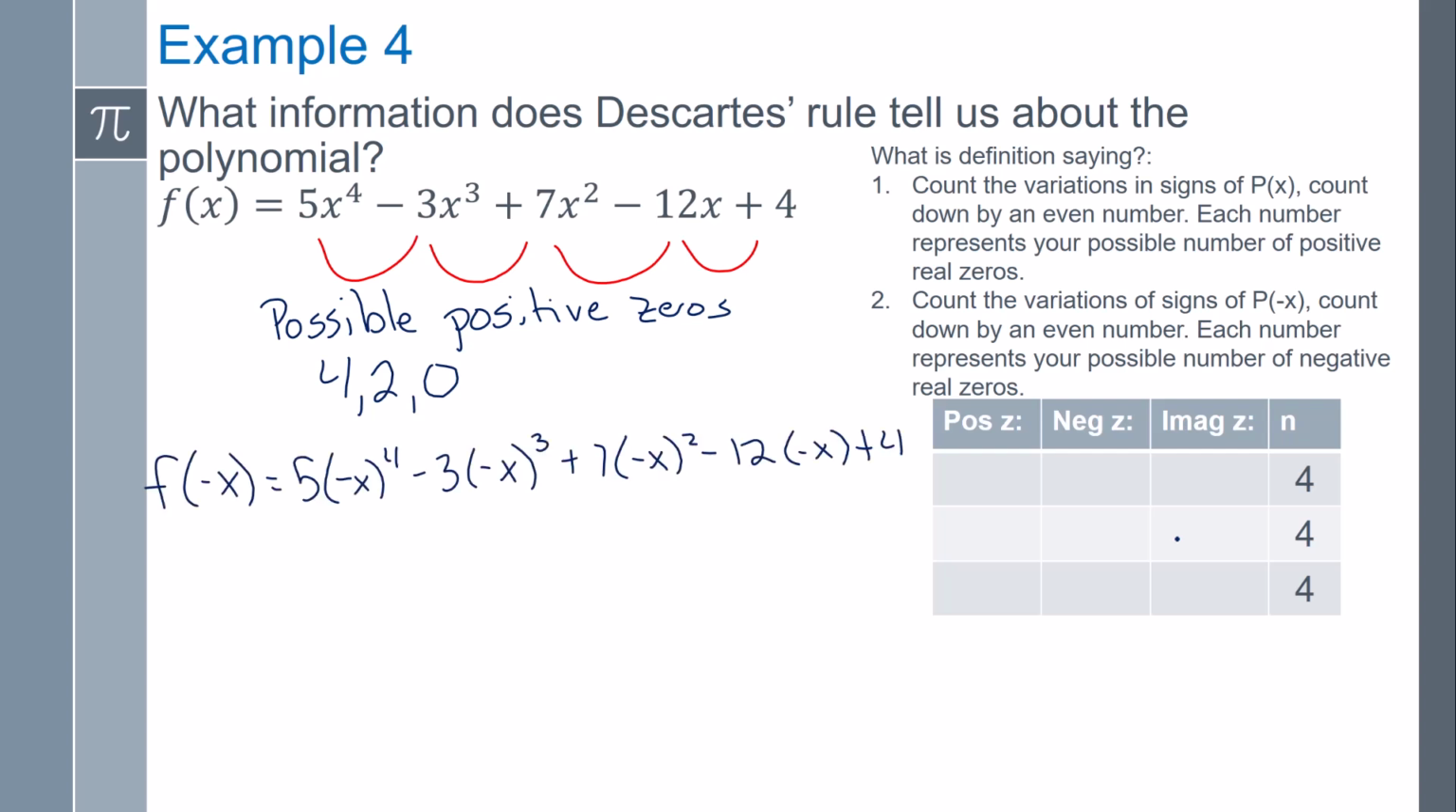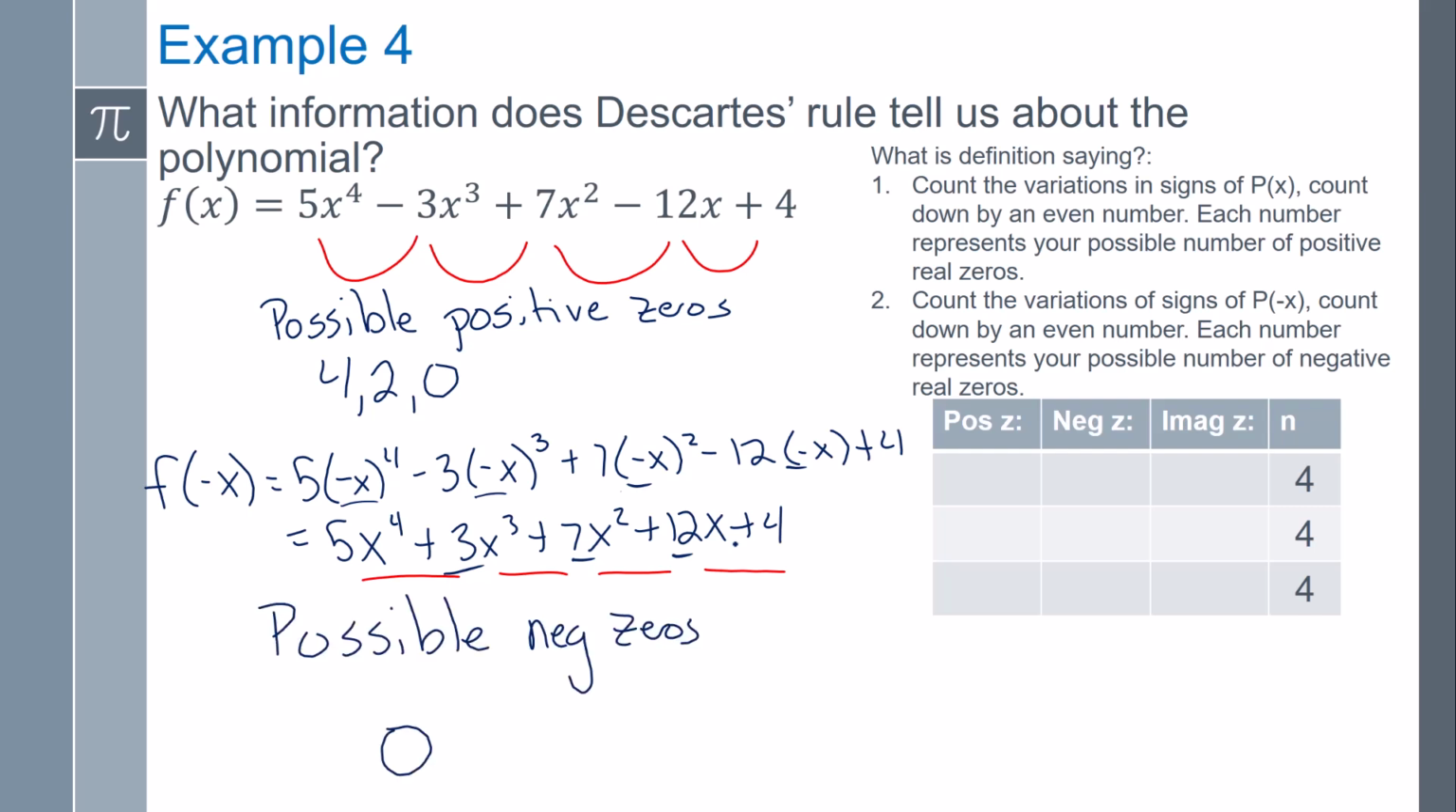Now, let's find the negative zeros, or the possibilities for that. So I plug in negative x. Simplify it. Negative x to the 4th, right? It's 4 negatives, stays the same. Odd numbers change. Even numbers stay the same. It's kind of an easy way to do it. Now I go through and count it. They all stay the same, right? There's no sign changes. So I have 0 negative zeros.